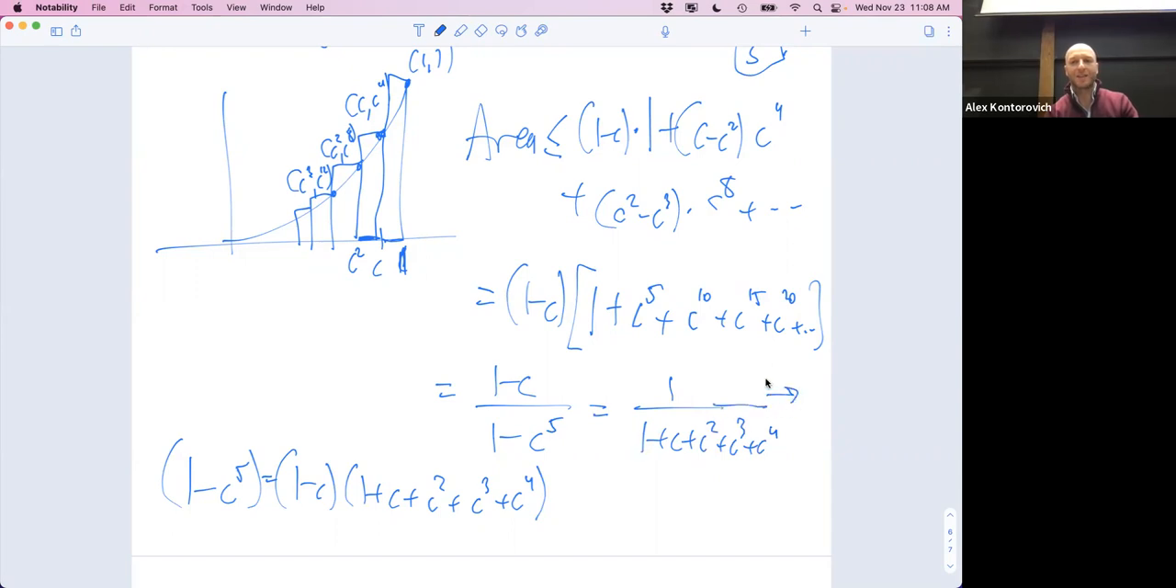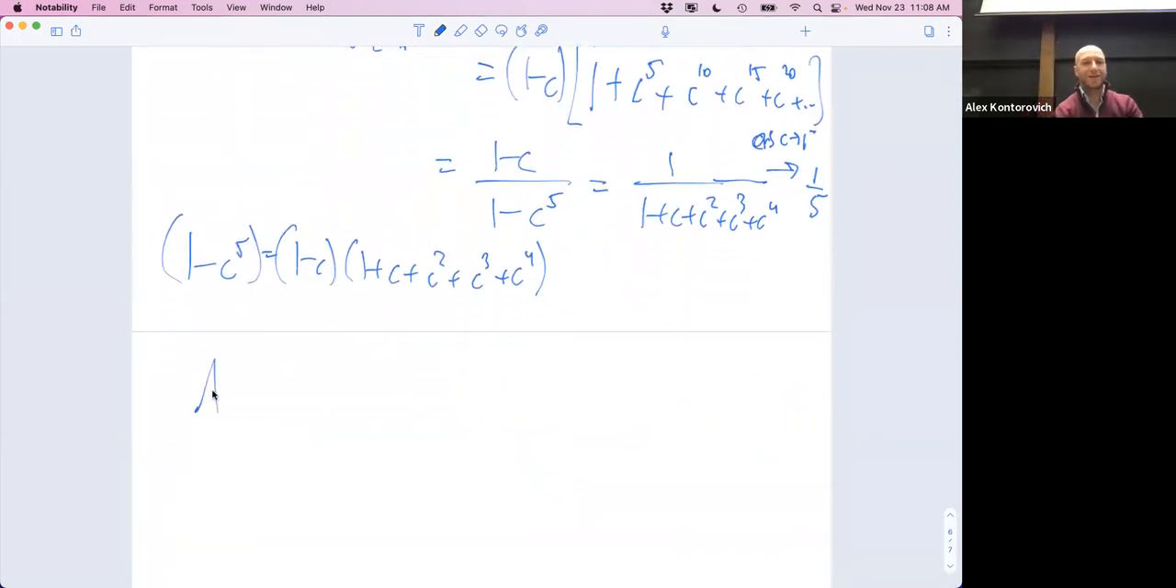What happens to this as c goes to 1? As c goes to 1 from below, what happens to this expression? 1/5. There's 5 terms, each of them is going to 1. So we have a lower bound for the area, which is 1/5. We have an upper bound for the area, which is 1/5. We've squeezed the area.